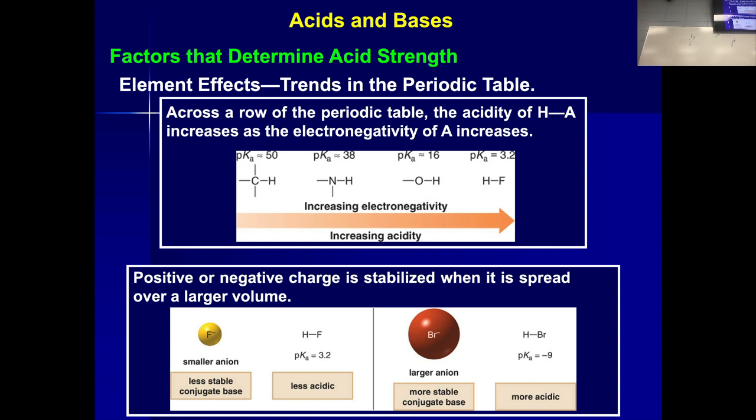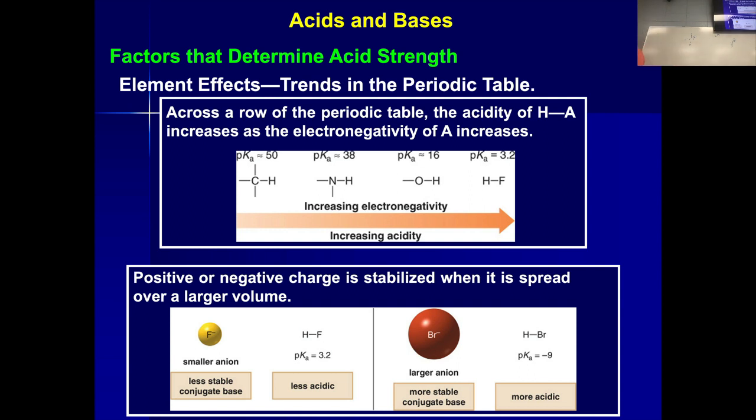In a family, it's going from top to bottom, okay? So HF has a pKa of 3.2, whereas HBr has a pKa of -9. HF is not a strong acid by definition. It is a nasty acid. It will dissolve your flesh and eat your bone, but it is not a strong acid. Okay? It is the weakest acid of the halogen family.